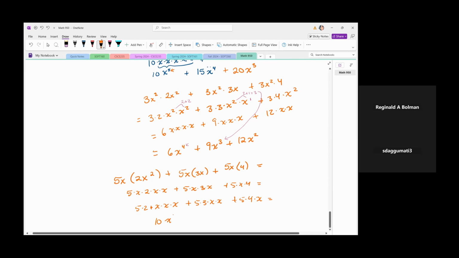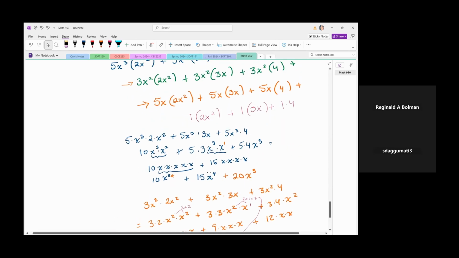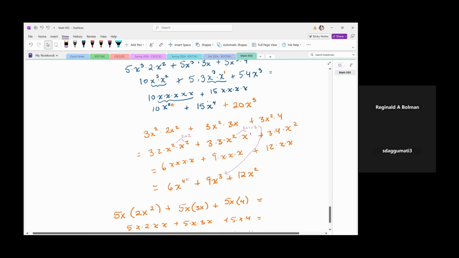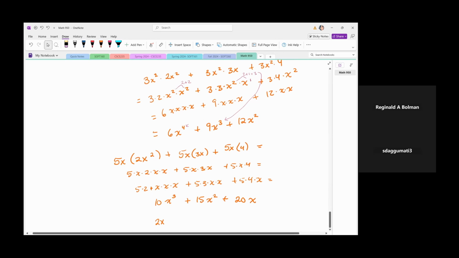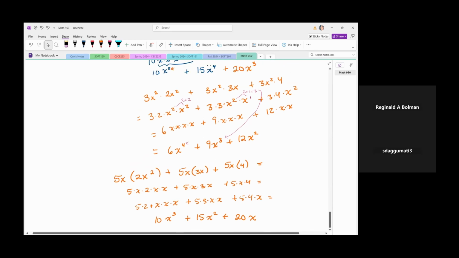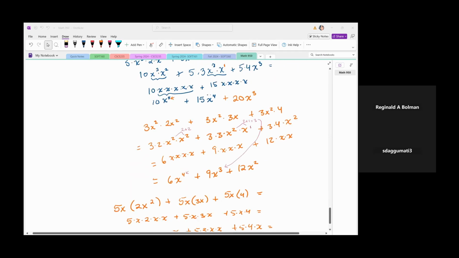x times x is x cubed. 5 times 3 is 15. x times x is x squared. 5 times 4 is 20. And just x is left by itself. And of course, 1 times anything is just that something. So for our final row, we've got 2x cubed plus 3x plus 5.